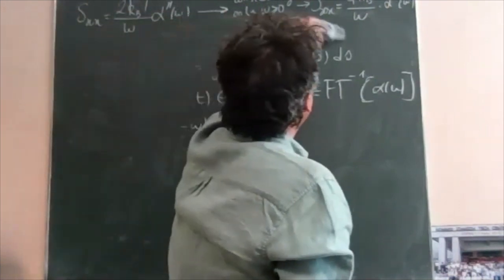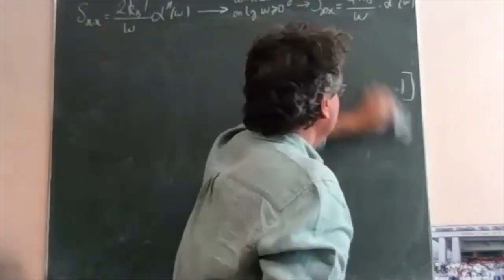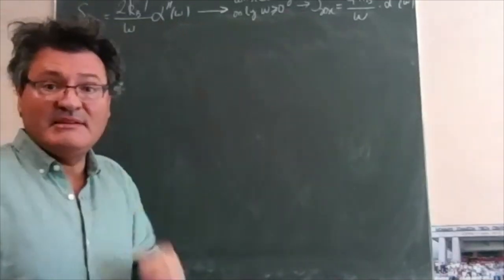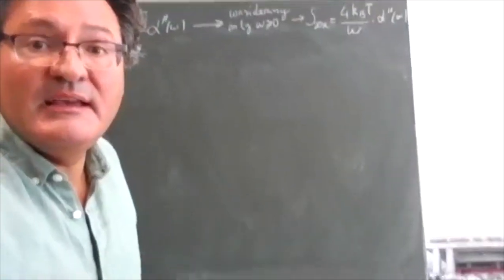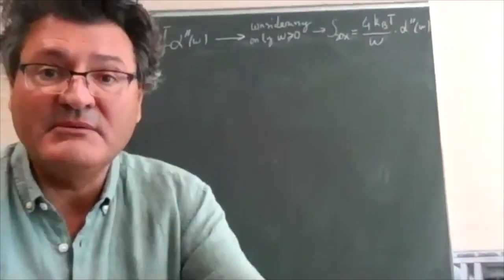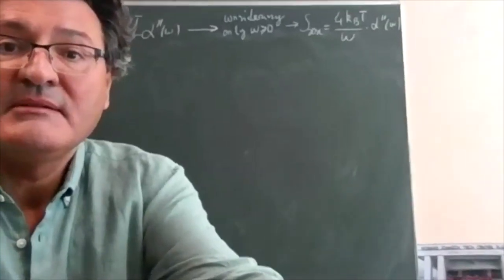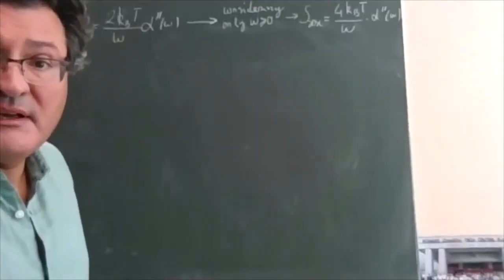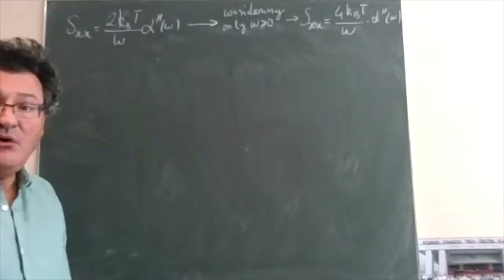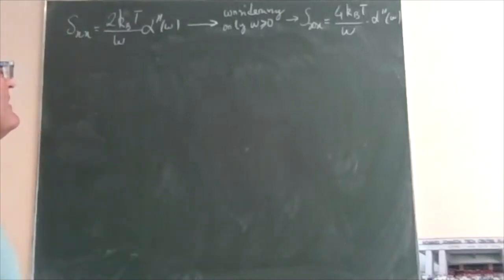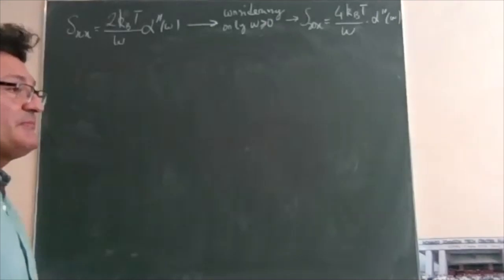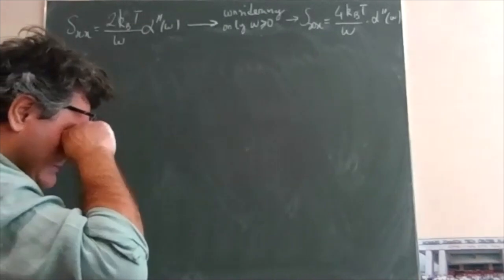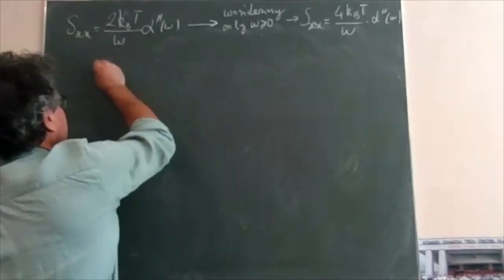Now, let's move to another property of alpha of omega that actually gives the name to the theorem, fluctuation dissipation theorem, because we need to demonstrate that with alpha second, we can calculate the dissipation of our system. So let's do it. Imagine that we have our system.